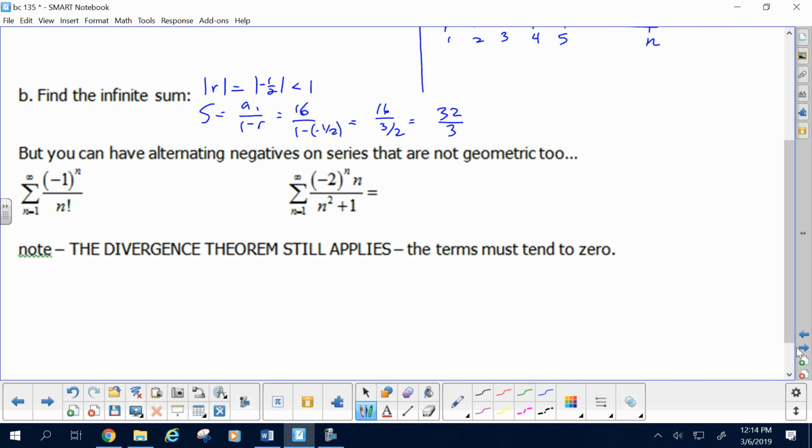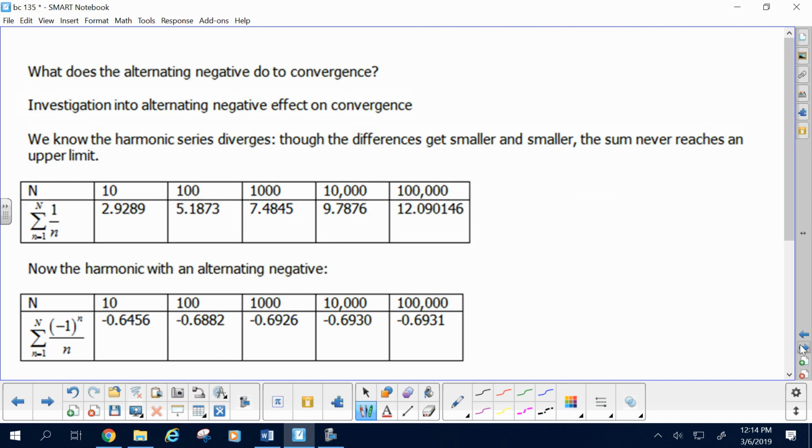All right, so let's talk then about getting into how an alternating sign affects other series. What does alternating do to convergence? Does it help it? Does it hurt it? Does it make it more likely, less likely? Let's go there. Let's say the harmonic series. Now, I gave you a table just to save time. I did the table for you rather than pick up the calculator. So here's the harmonic series.